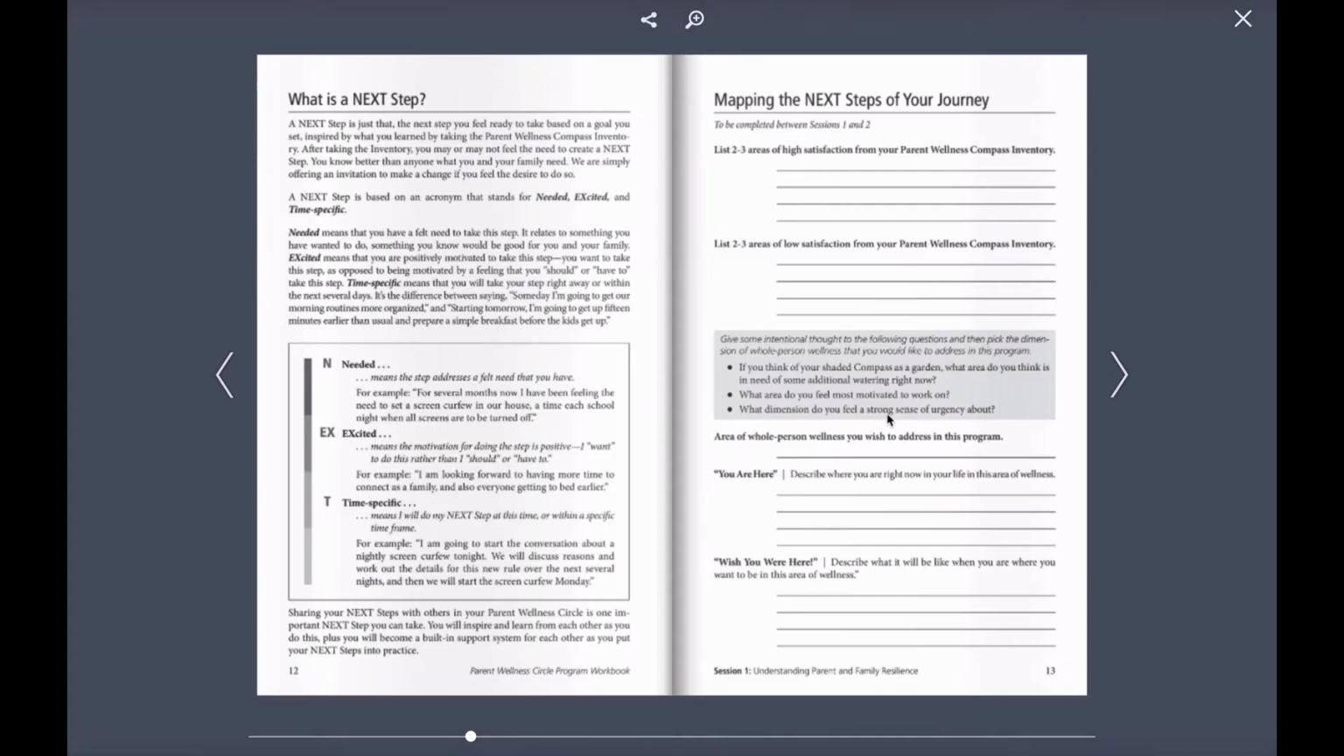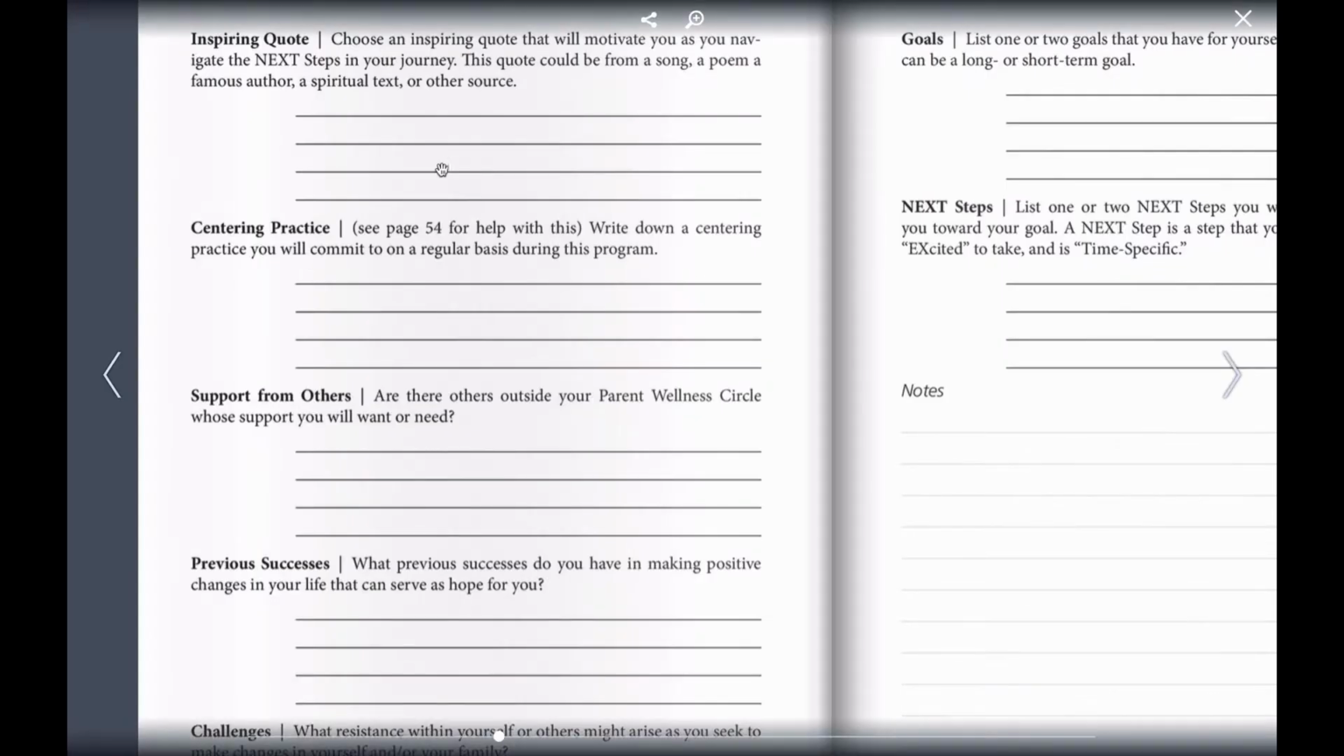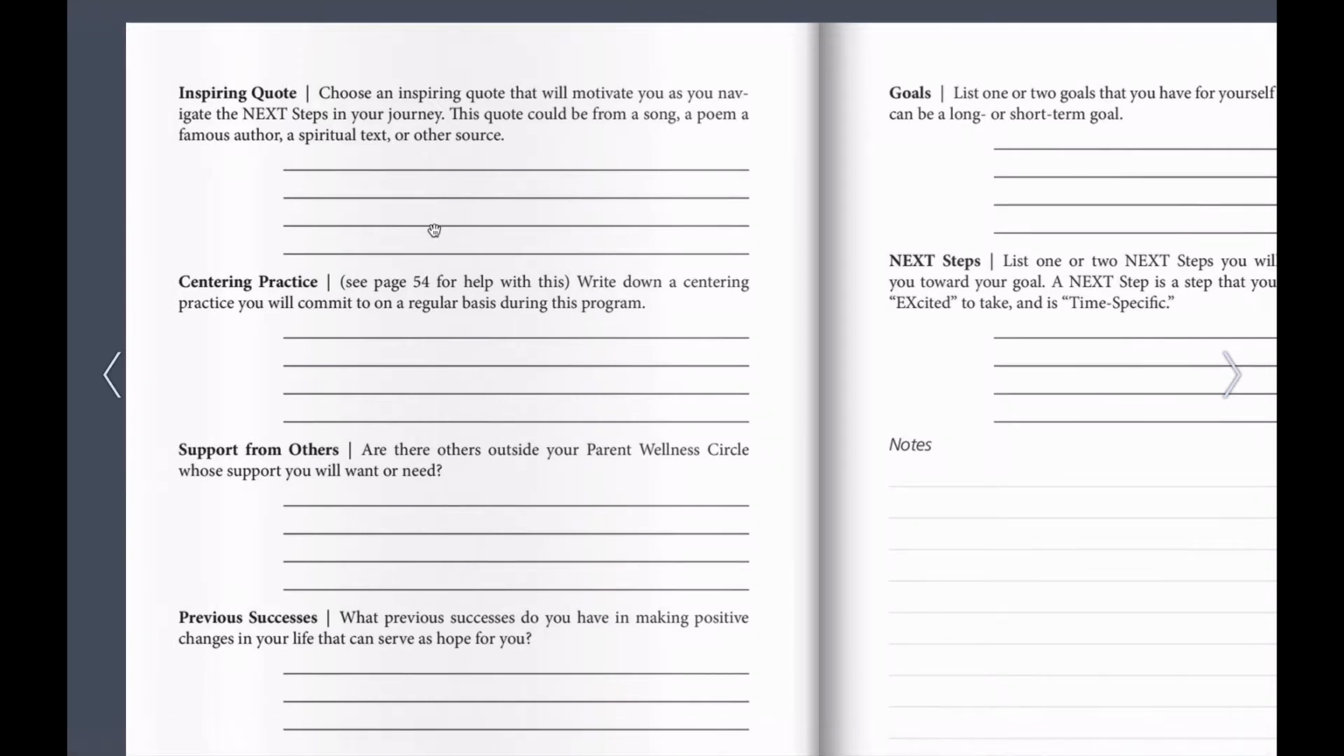Okay, and then we turn the page, and the next part is, again, every group is different and every individual is different. Some like to have an inspiring quote, and that comes to them very easily, something that will just keep them focused and kind of inspire them. It could come from any source, obviously.